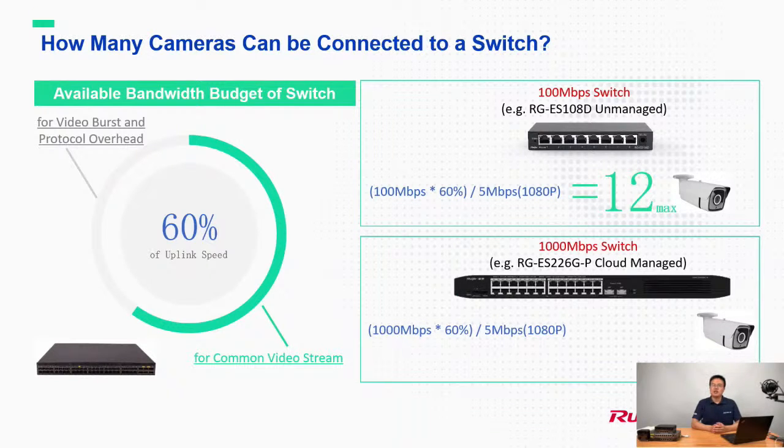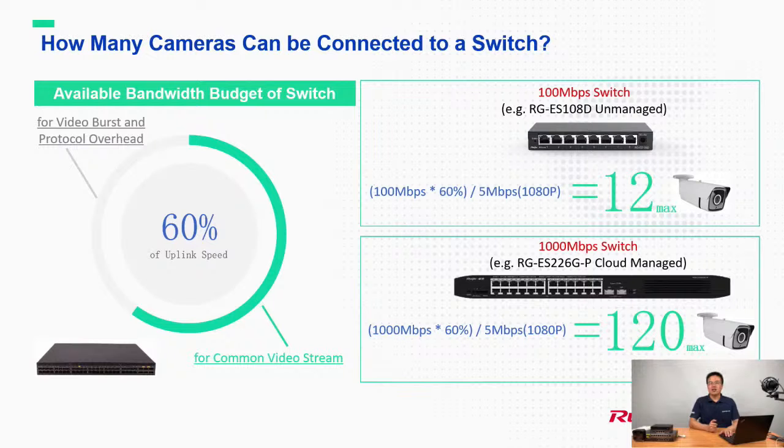For the gigabit switch, the maximum number of 1080p cameras that can be connected is 120. Some guys may think, this switch only includes 24 ports on the line side. How can it connect 120 cameras? It's a good question.